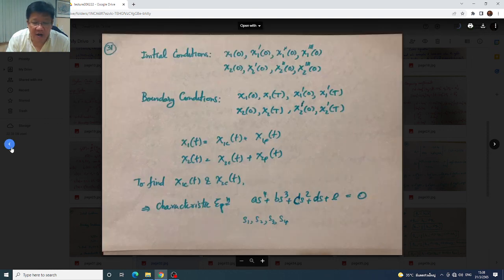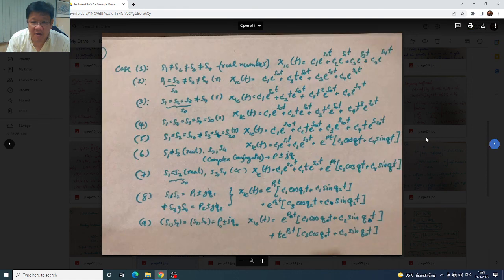But before that, you need to find x1 p(t), the particular solution of x1 as a function of t, and the particular solution of x2 as a function of t. And you also have 9 cases of complementary solution. You can see that the complexity really starts to increase just as you move from one order to the next.